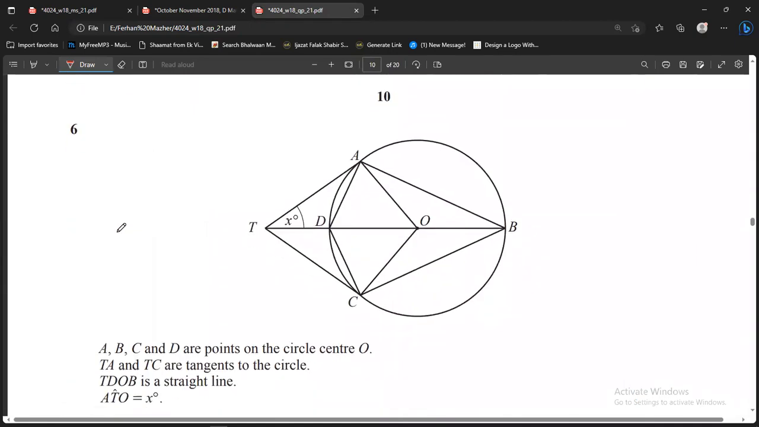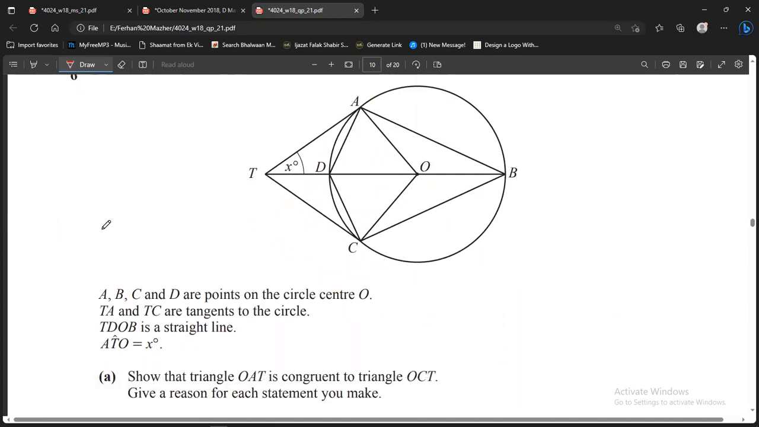So we have question number 6, and it says A, B, C, and D are the points on the circle center O. TA and TC are tangents to the circle. TDOP is a straight line. ATO is equals to X. Okay. So what they want? Show that the triangle OAT is congruent to triangle OCT.